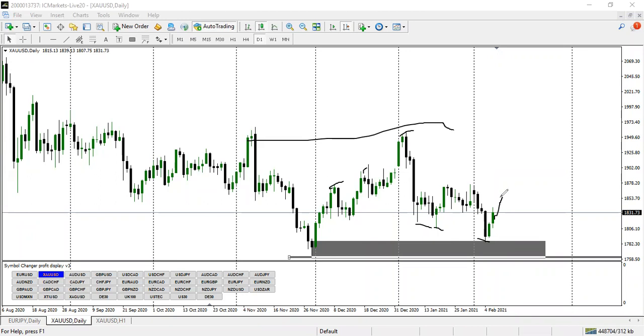So we can expect price to come all the way to take out this high and get rejection on this indecision or on this particular zone. So that will be our sure bet.